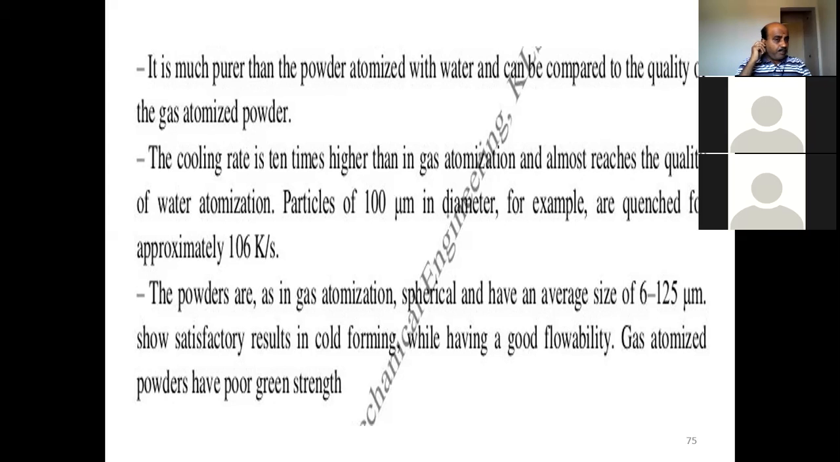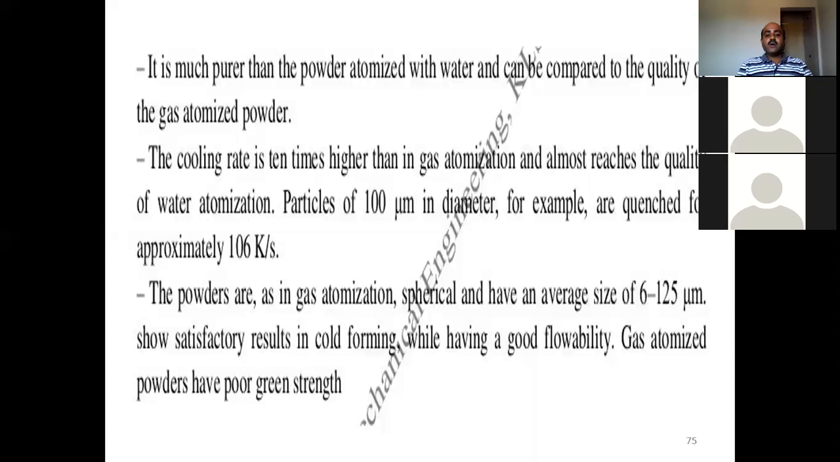So here, the quality of powder we are going to get from this method is much better than that of the powder atomized with water. And we can compare the quality of this type of powder with the gas atomized powder also. And also, the cooling rate is 10 times higher than that of the gas atomization and almost reaches the quality of water atomization. So we can have particles of 100 micrometer in diameter which can be quenched at a rate of kelvins per second, so you can quench it to decrease the temperature.